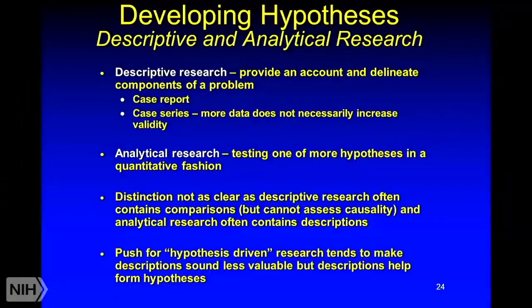We already went through this. Descriptive research provides an account and delineates the components of a problem, for instance, a case report. I was just on service in July, and we saw someone who was neutropenic after receiving cancer therapy. It happens all the time when people get cancer chemotherapy. But this person developed epiglottitis. I don't know if you folks know what that is. Epiglottitis is what people think killed George Washington, but it usually was a child disease. It's when the epiglottis in your throat swells up to the point where it closes off your windpipe so you can't breathe.